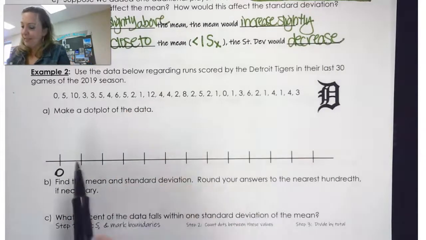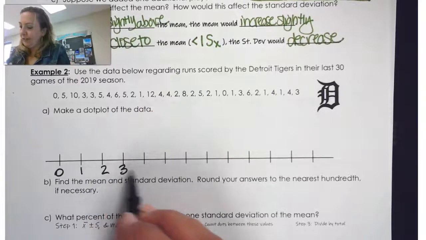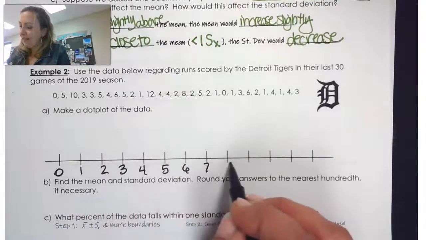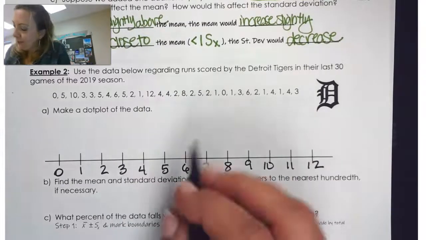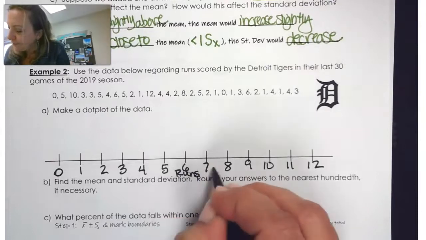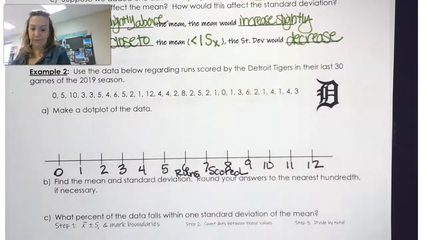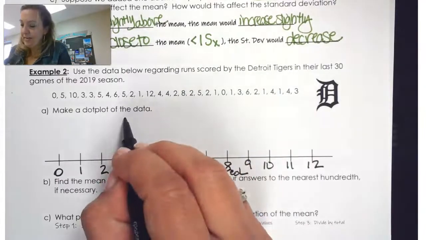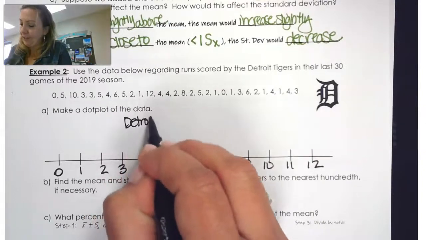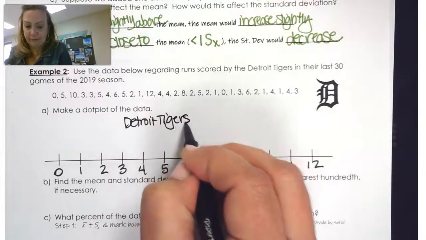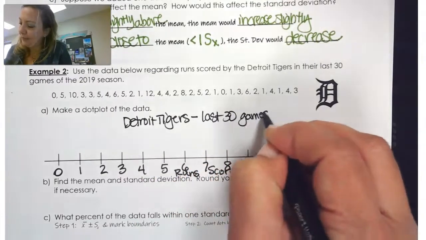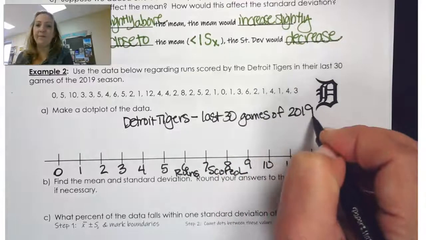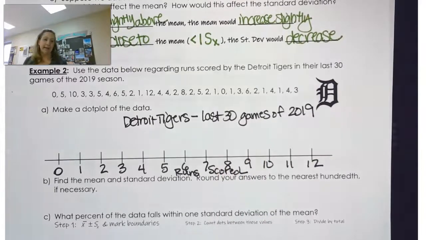Did I leave you enough spots? 1, 2, 3, 4, 5, 6, 7, 8, 9, 10, 11, 12. Good, I did. I'm going to label this as runs scored. And I'm even going to give it a title right away. So this was the Detroit Tigers, last 30 games of 2019. Okay. And now we can make a dot plot of that data.